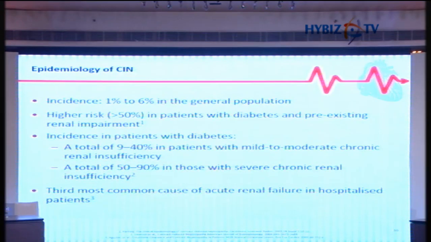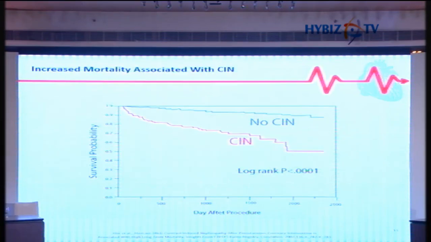Coming to the burden of CIN, incidence is 1 to 6% in the general population. Coming to the high risk population, more than 50% in patients with diabetes and pre-existing renal impairment. Incidence in patients with diabetes is 9 to 40% in patients with mild to moderate kidney disease, and 50 to 90% in those with severe chronic renal insufficiency. CIN is the third most common cause of acute renal failure in hospitalized patients. You can see the diagram here, increased mortality associated with CIN when compared to no CIN.